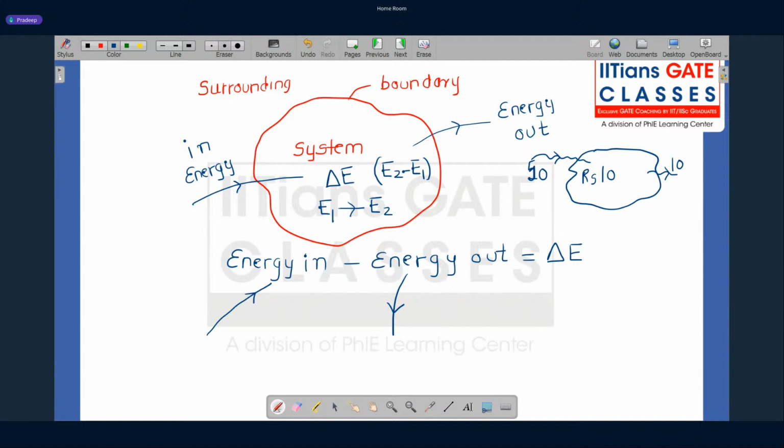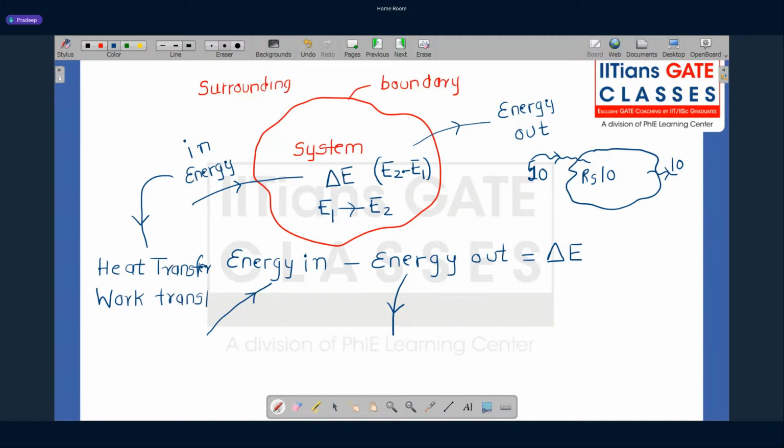Now, what are the ways in which energy can come inside the system and go outside the system? In thermodynamics, there are only two energy interactions which are defined. So energy can come inside the system via heat transfer. Because of the heat transfer, there can be energy interaction between the system and surrounding. So energy can be exchanged between system and surrounding via heat transfer. Second, there can be work transfer between system and surrounding.